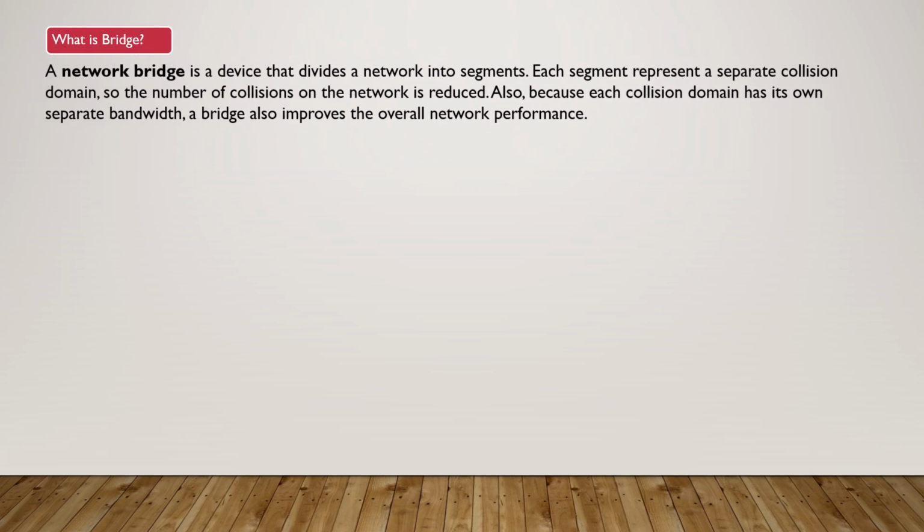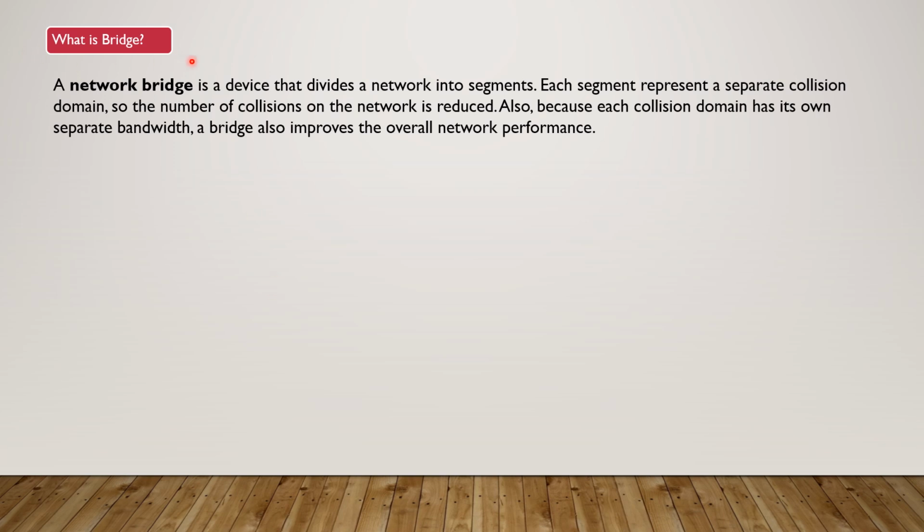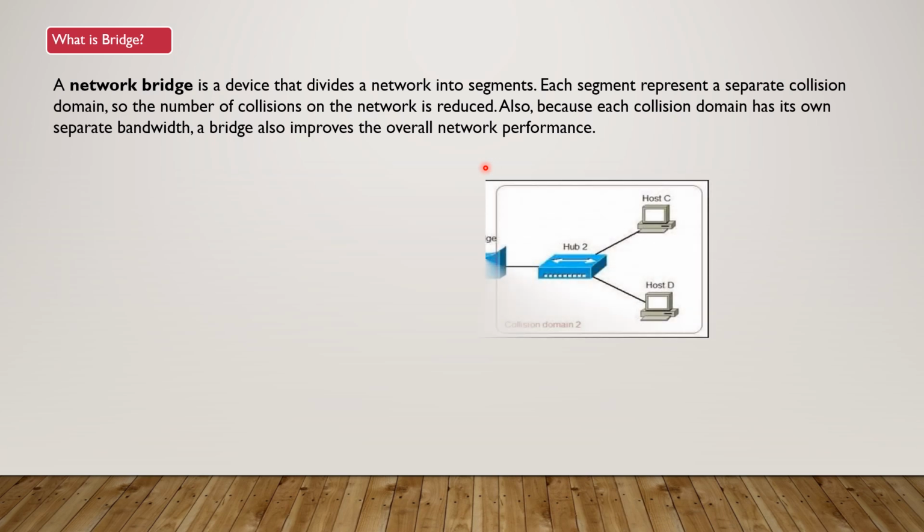What is a bridge? A network bridge is a device that divides a network into segments. Each segment represents a separate collision domain, so the number of collisions on the network is reduced, because each collision domain has its own separate bandwidth. A bridge also improves the overall network performance.